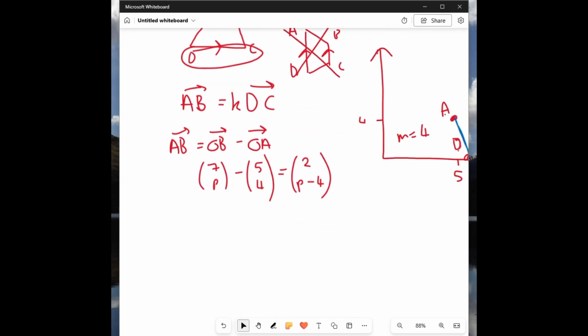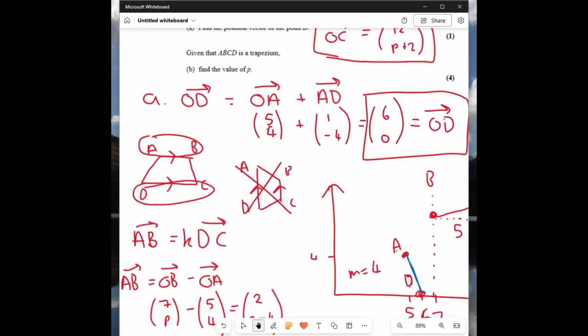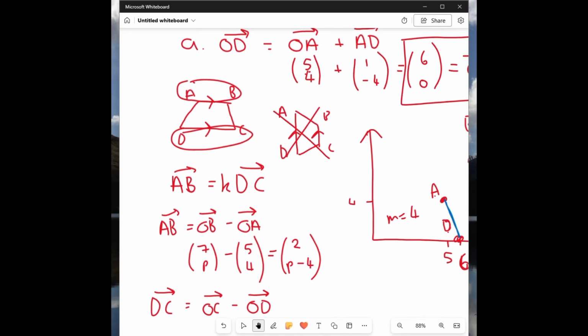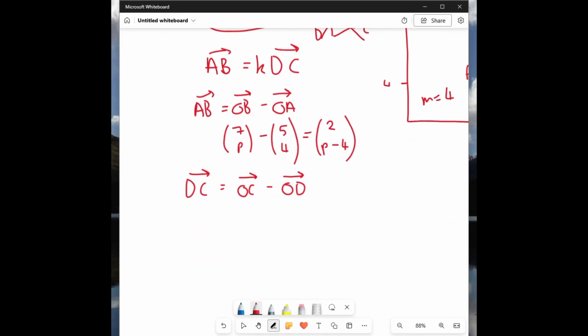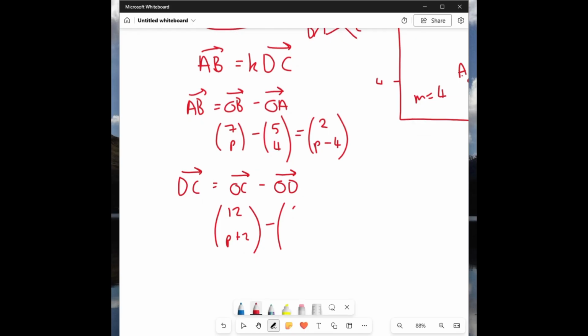And then we know that vector DC will be OC minus OD. So vector OC is, we worked out what that was before, 12p plus 2. And then OD was 6, 0, I think it was, wasn't it? So that means that vector there is 6p plus 2.